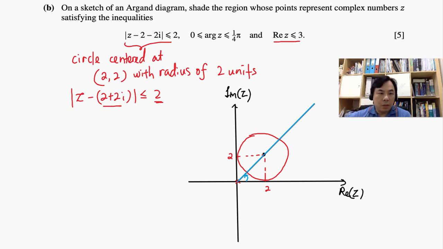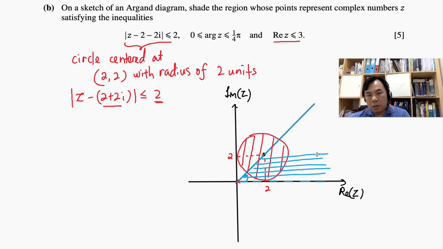Now I'm going to sketch that so that you can see. So the first region is all here. The second region is all here, starting from here. So that is the region. Okay, you will see that there's overlapping here.